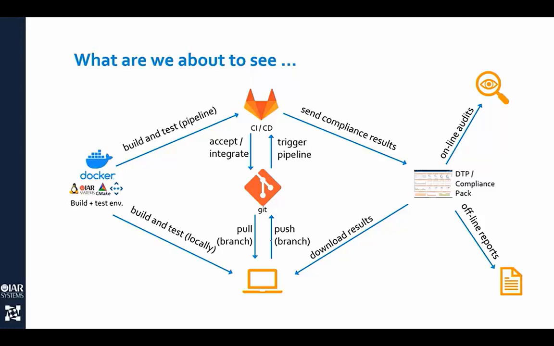After that, the developer will push some feature branch into the version control system, which will trigger an automated building and testing pipeline. After that, the orchestrator will generate output with resources that will lead to online audits and offline reports. And those results can go back to the developer for remediation later on. And with that, we go to the Dockerfile now, please.